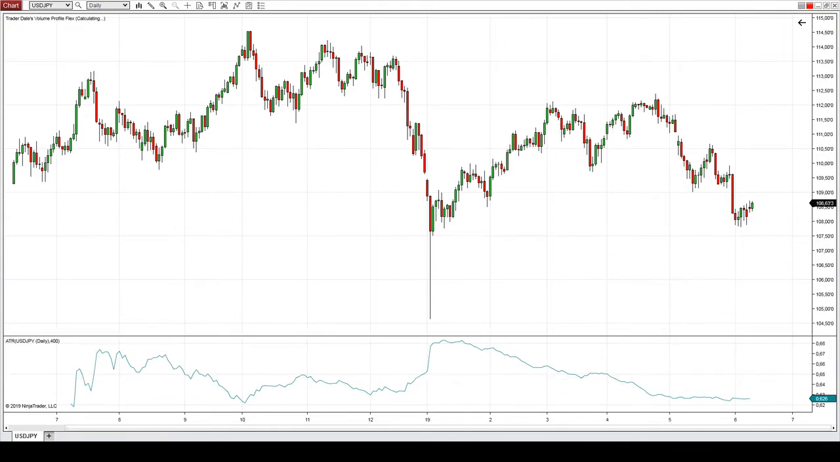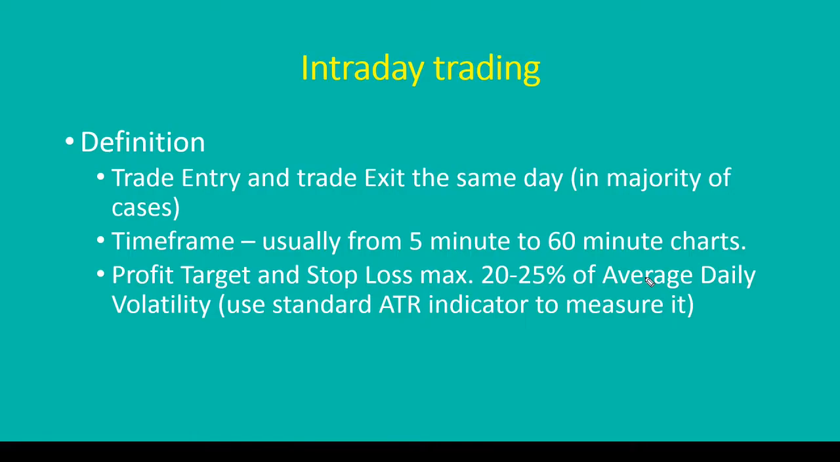All right, so this is how you can set the profit target and stop loss for your intraday trades. So for example, right now I'm using a 10 pip profit target and 12 pip stop loss for most of my intraday trades. And as you can see, this is very roughly a little bit below 20% of average daily volatility for the US dollar Japanese yen. All right, so let's move on.